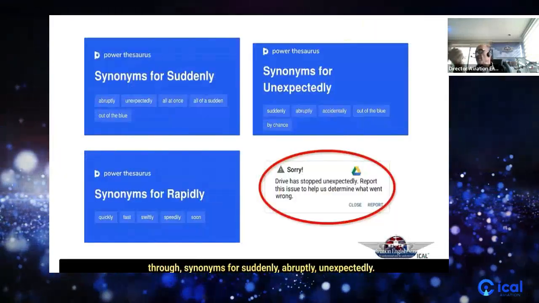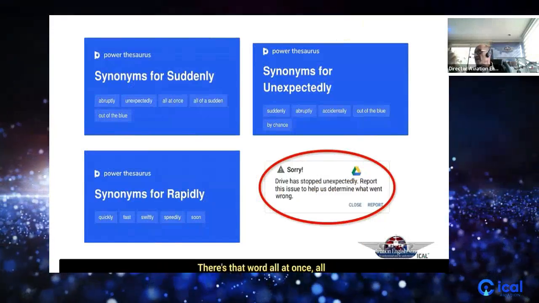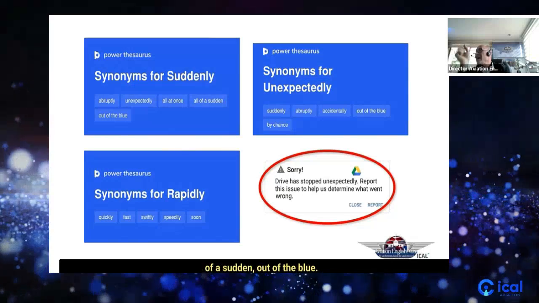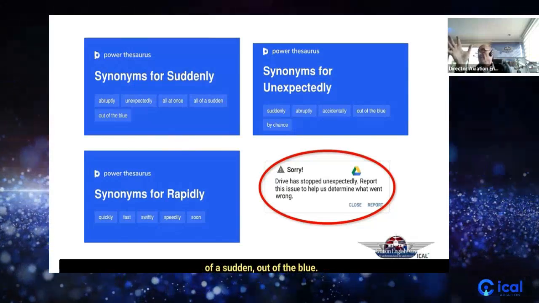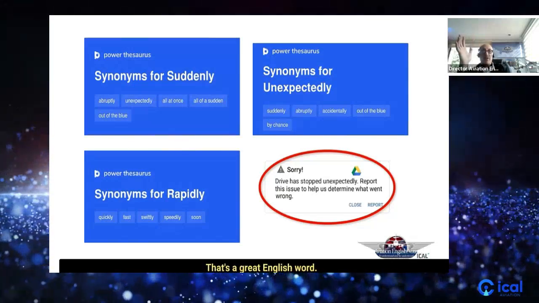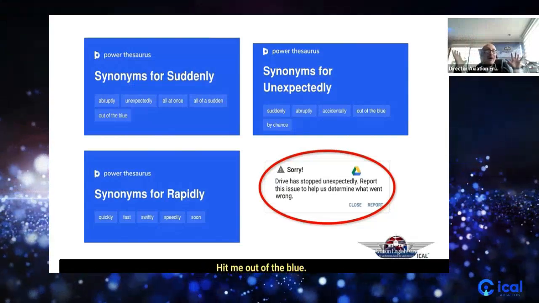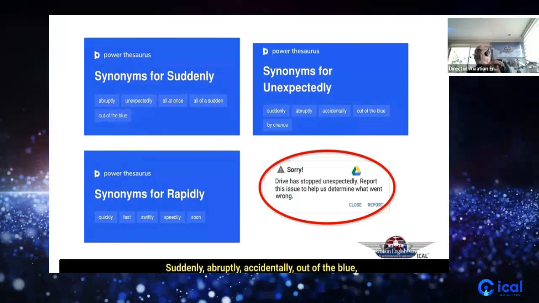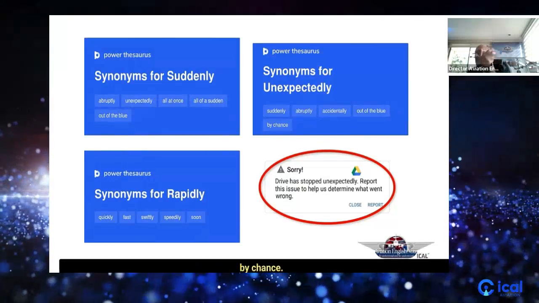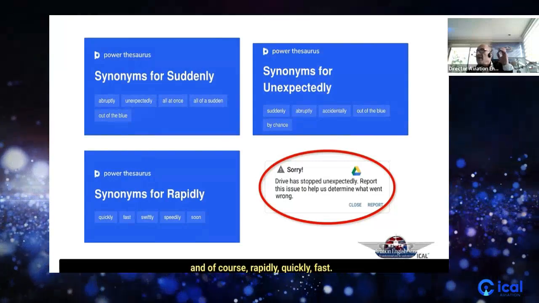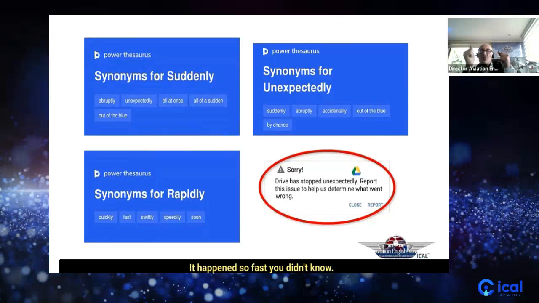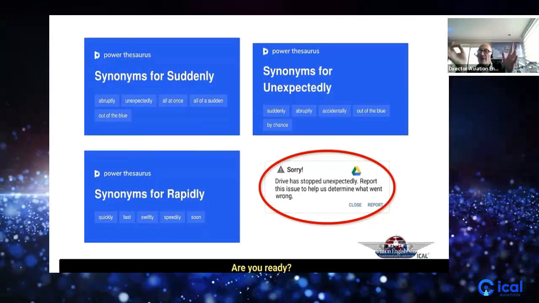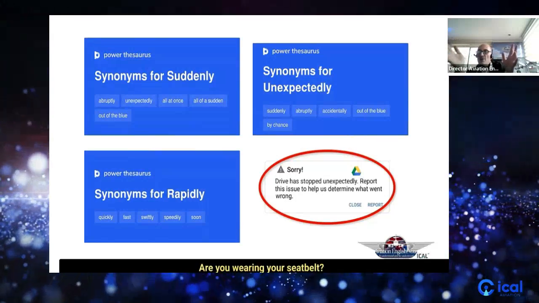Synonyms for suddenly: abruptly, unexpectedly, all at once, all of a sudden, out of the blue. That's a great English word. It hit me out of the blue. I didn't expect it. Suddenly, abruptly, accidentally, out of the blue, by chance, and of course, rapidly, quickly, fast. It happens so fast you didn't know. Are you ready? Are you prepared? Are you wearing your seatbelt?